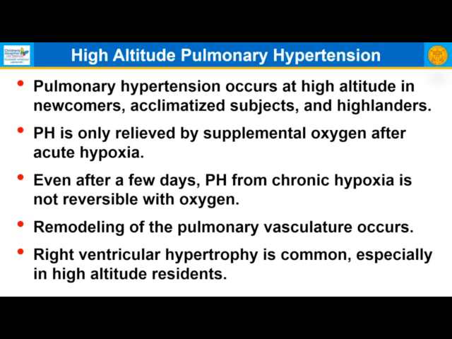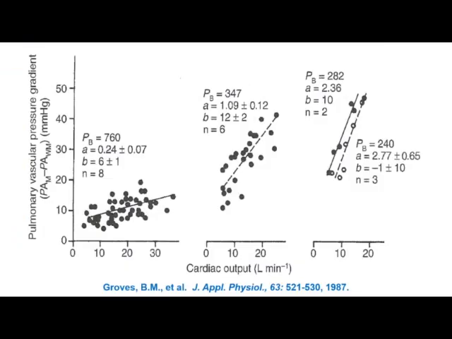Pulmonary hypertension can occur at high altitude, and it occurs at high altitude in newcomers, acclimatized individuals, and highlanders. It's only relieved by supplemental oxygen after acute hypoxia. And even after a few days, pulmonary hypertension from chronic hypoxia is not reversible with oxygen. Remodeling of the pulmonary vasculature does occur, and right ventricular hypertrophy is common, especially in high altitude residents.